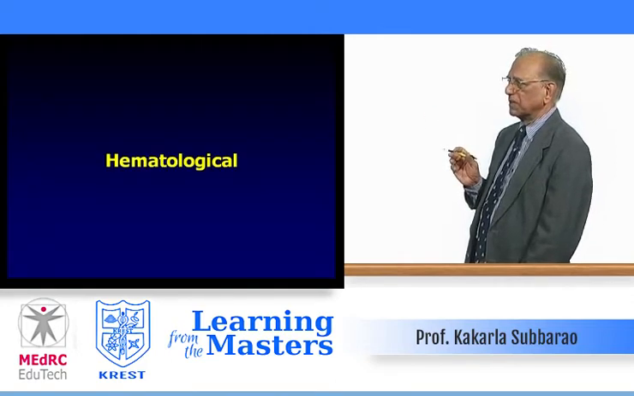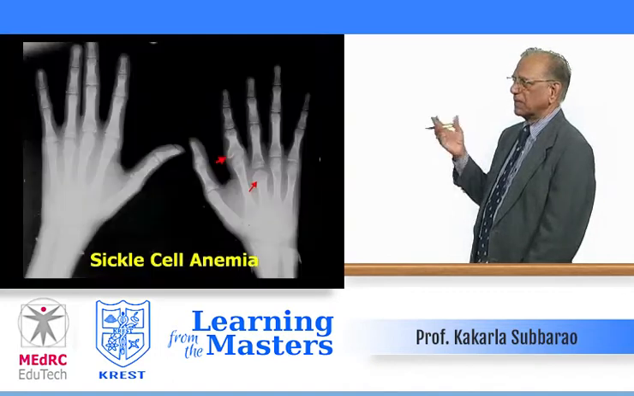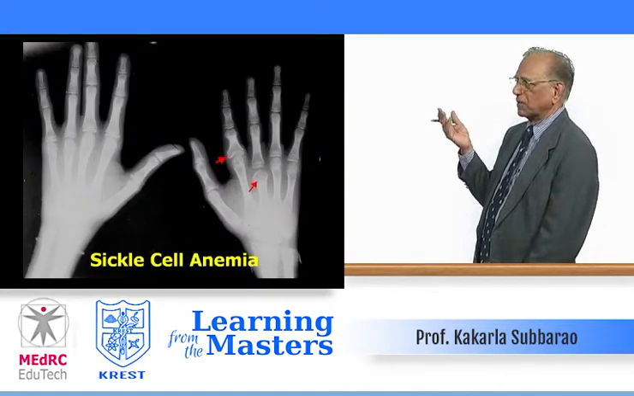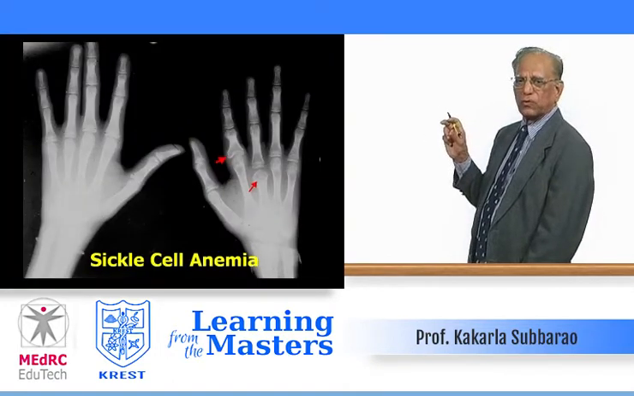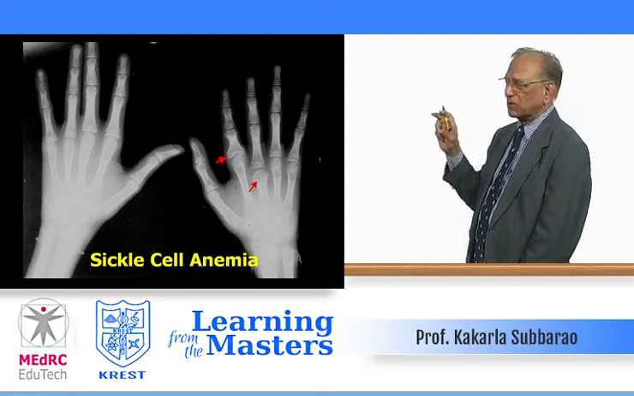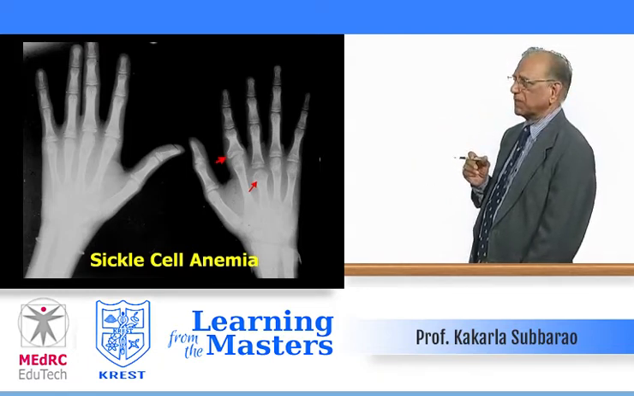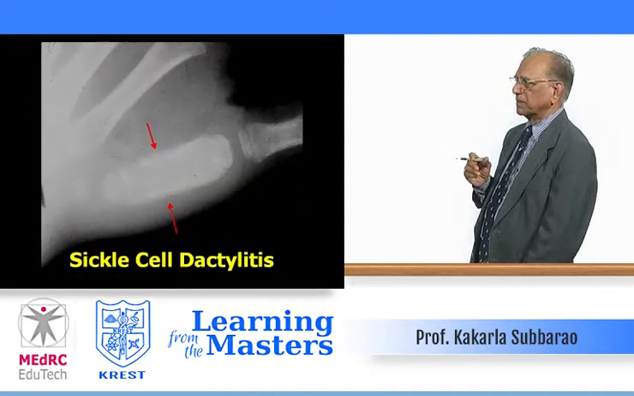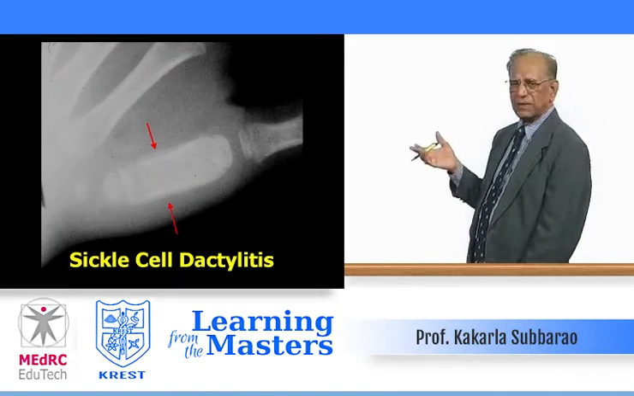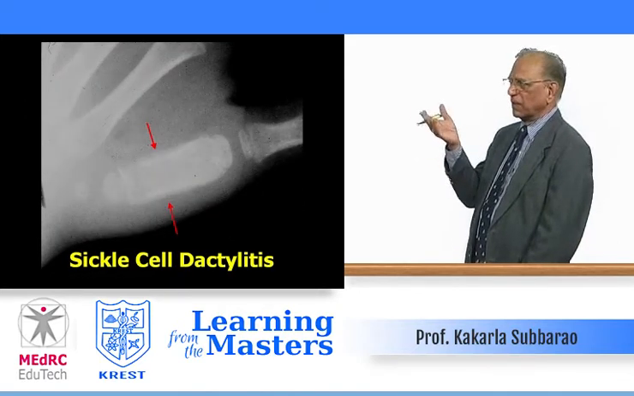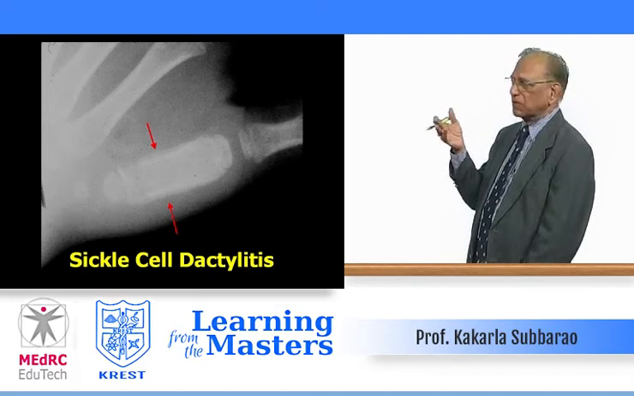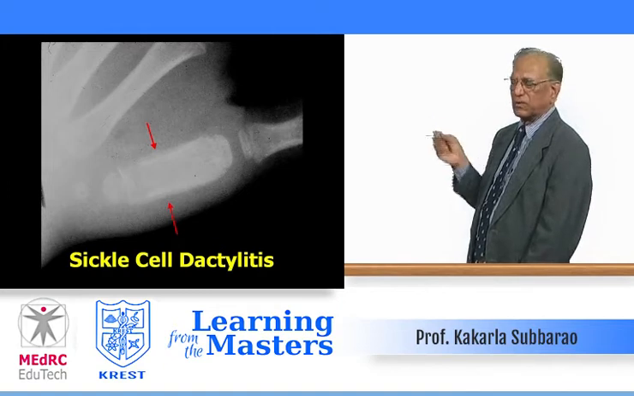Hematological conditions reflecting upon the hands, sickle cell anemia. Because of the infarct, you may get premature fusion of the epiphysis, lack of growth, that's why you get short metacarpals or short phalanges. Sometimes because of the osteomyelitis also, you may get premature fusion of the epiphysis. Sickle cell dactylitis, you find like osteomyelitis, but there is no myelitis part, only periosteitis is there, soft tissue swelling is there.